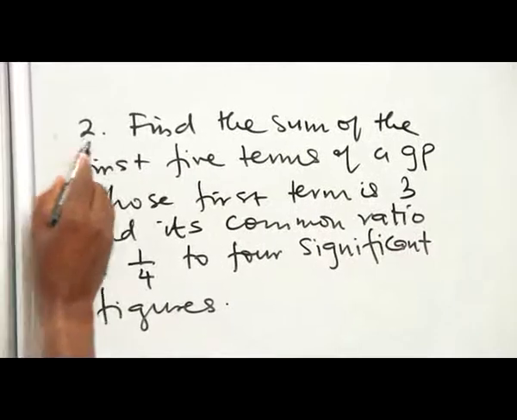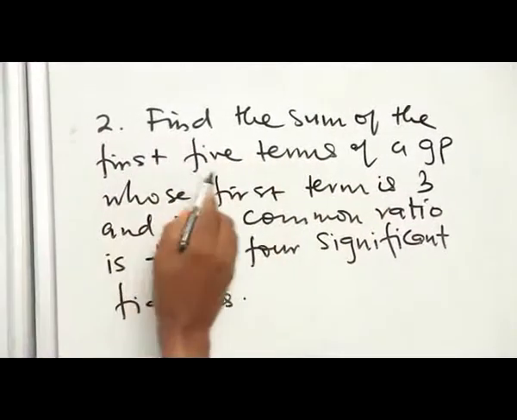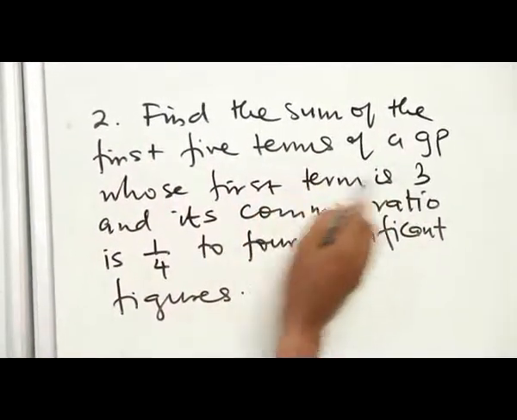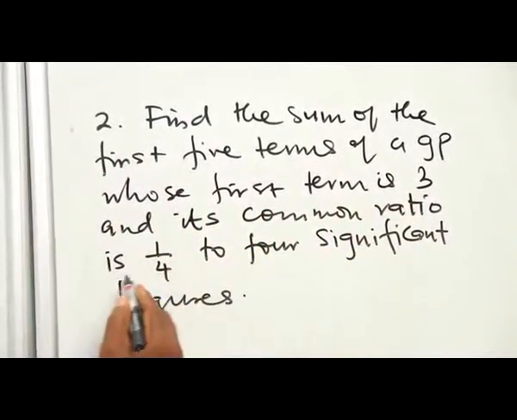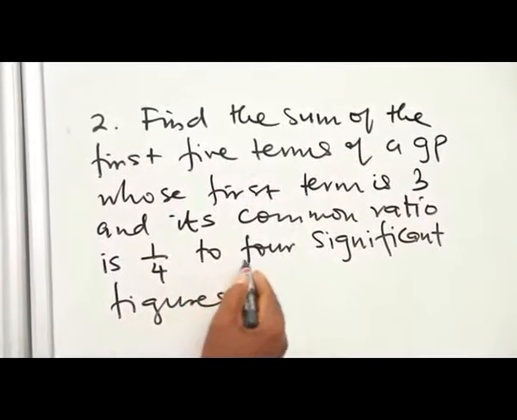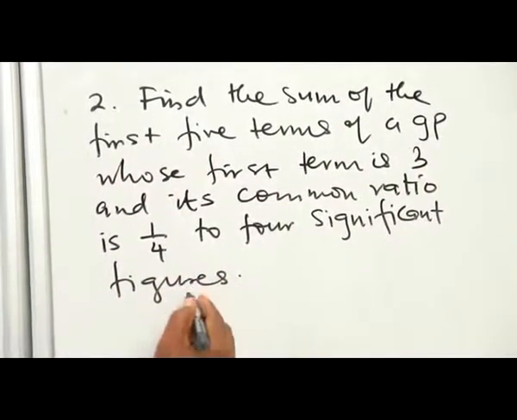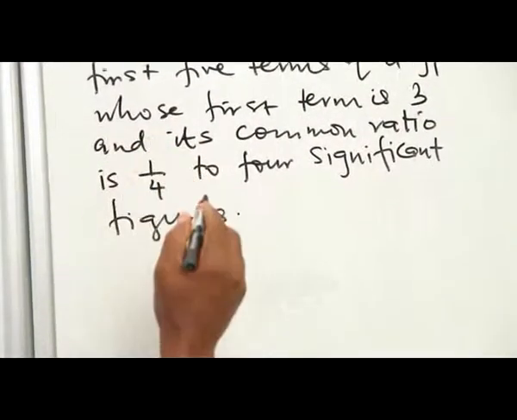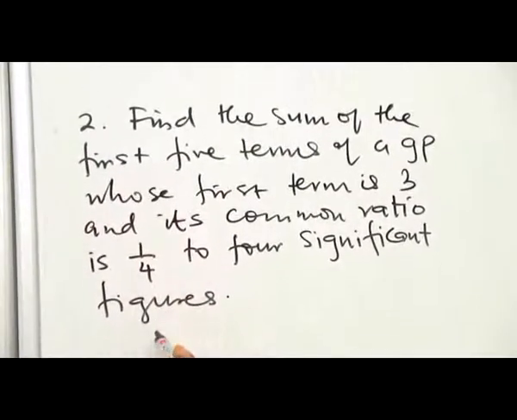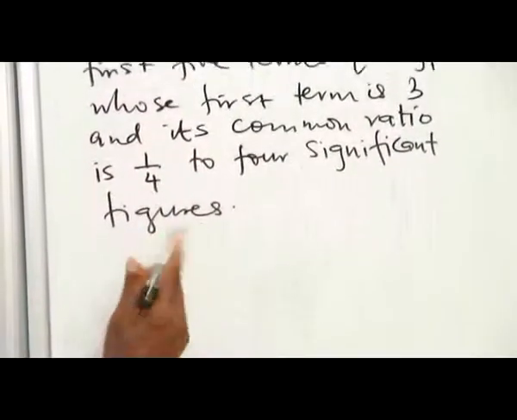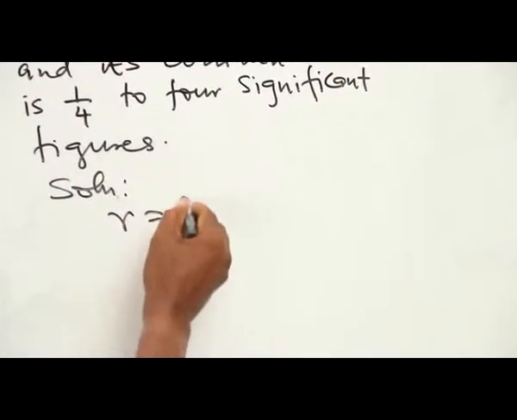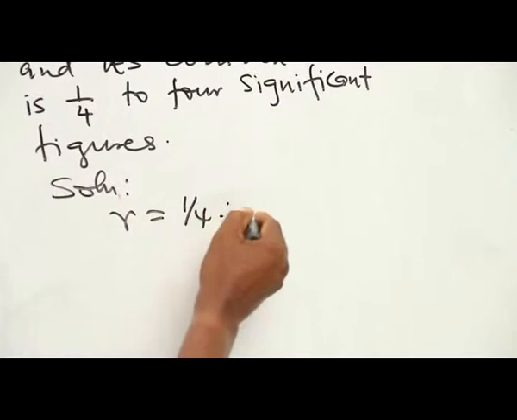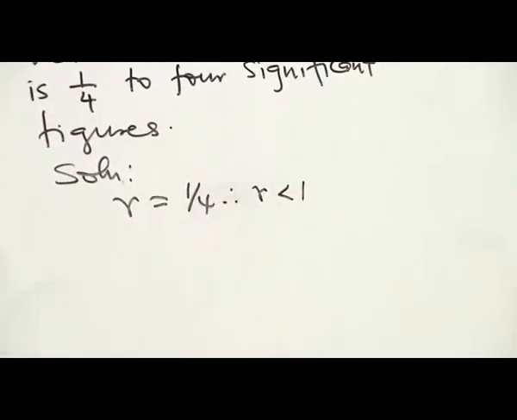Example 2. Find the sum of the first 5 terms of a GP whose first term is 3 and its common ratio is 1 over 4 to 4 significant figures. We are talking about finding the sum. And since the common ratio r, your solution will start like this. Your r is equal to 1 over 4. It therefore means that r is less than 1.